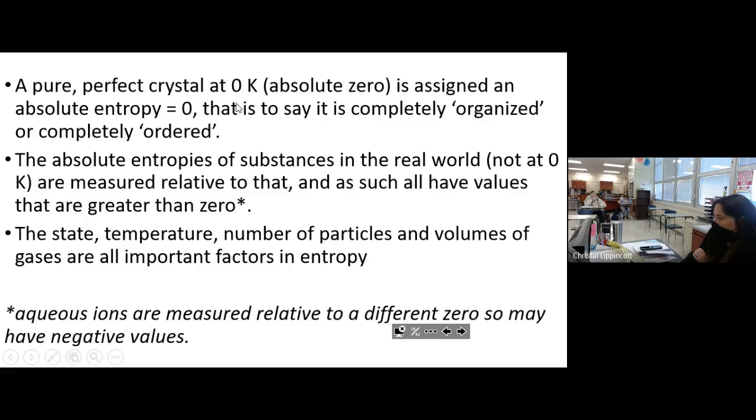Okay, so if we had some of that KCl and it was at absolute zero, which we can't get to, but we're close, we would say that its entropy is zero. Okay, that's to say that it's completely organized, it's very ordered. The absolute entropies of substances in the real world, not at 0 K, are measured relative to that, and as such have values that are greater than zero. So entropy is always going to be greater than zero.